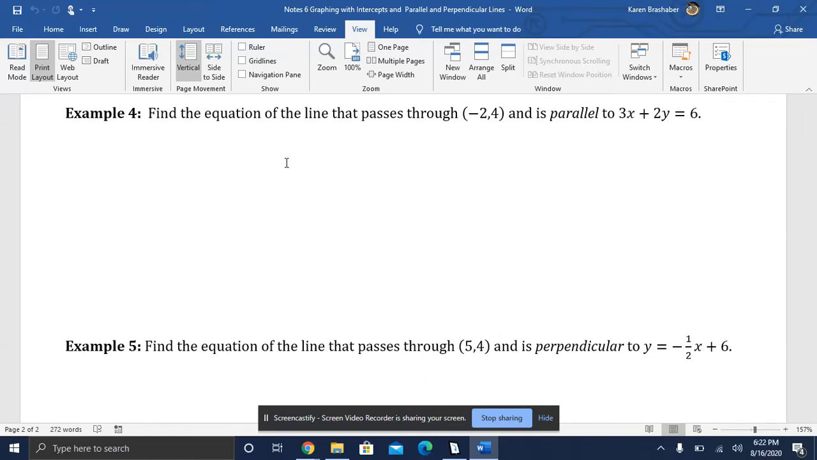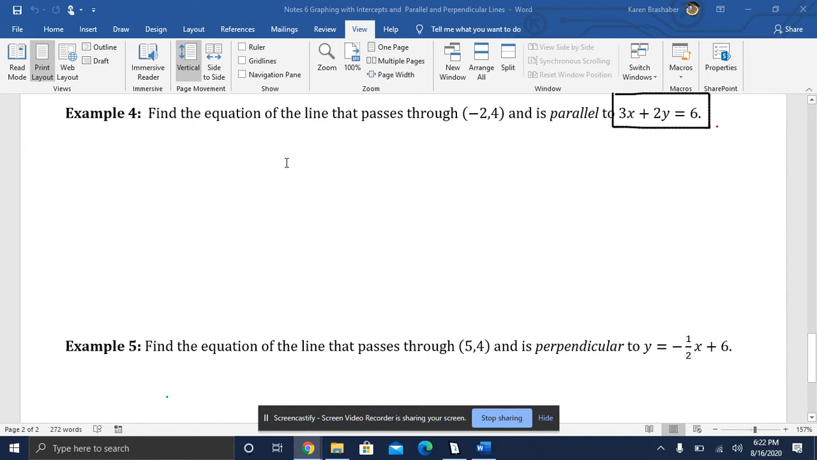We have two final types of examples where we will be determining the equation of a new line when we know information about an original line and a relationship to it. So we are in example number 4, given a line 3x plus 2y equals 6. This is my original line. I want to come up with a new line.